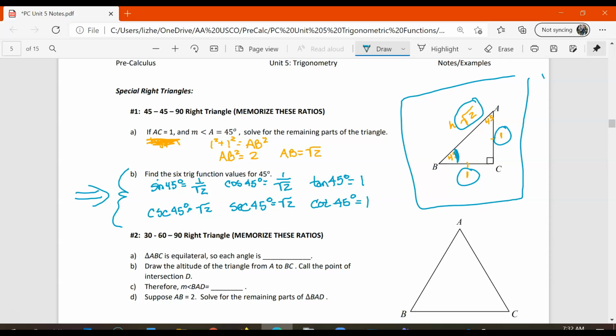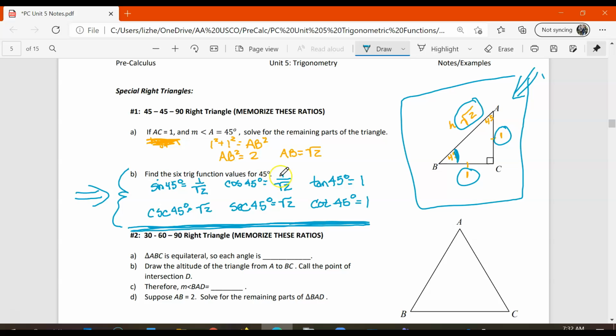And over the course of my life, I think when I was in college, I had all these memorized because I use them so frequently. But it's just been a year or two since I graduated from college, and I've forgotten some of those. And so I always, though, can draw this right triangle and find this information.